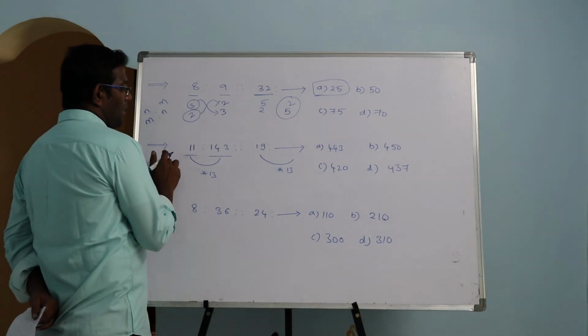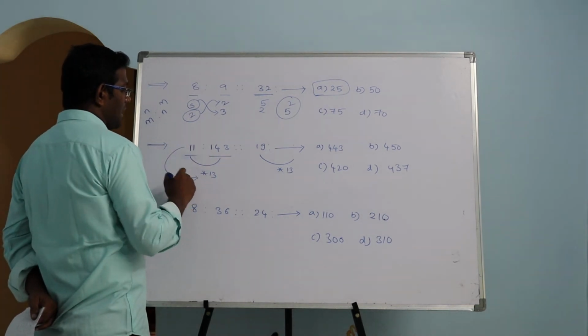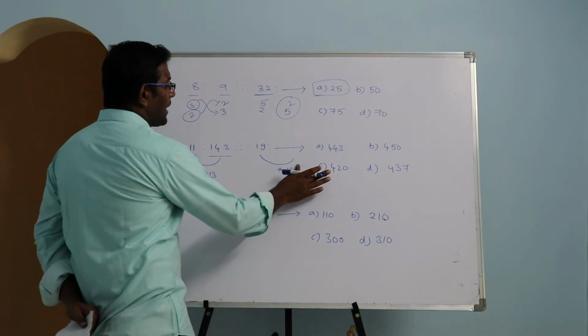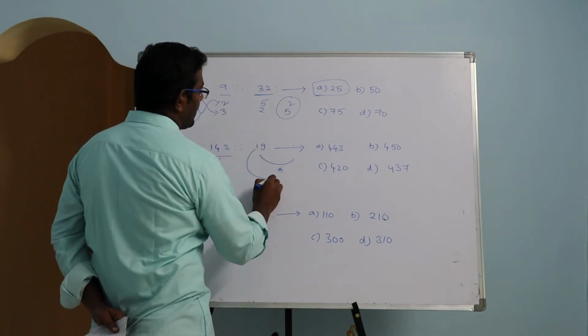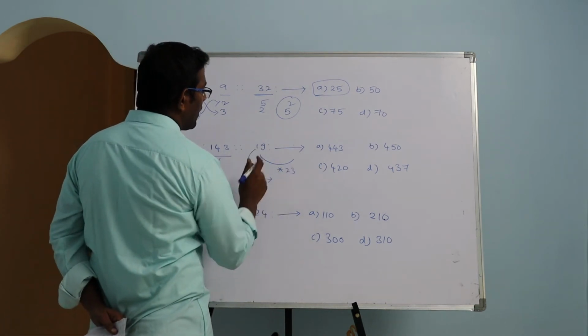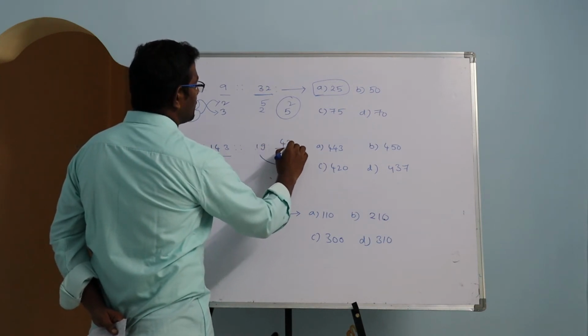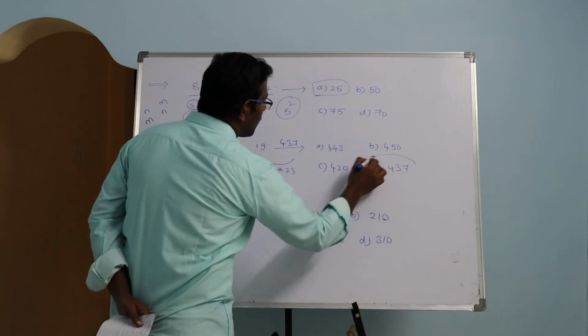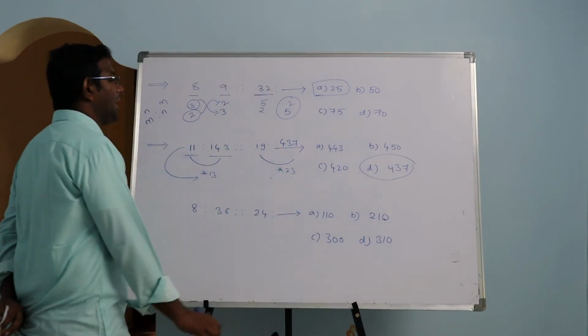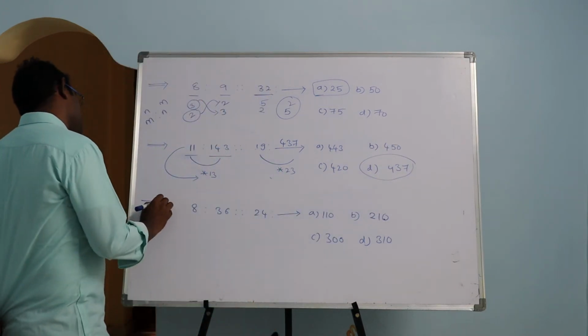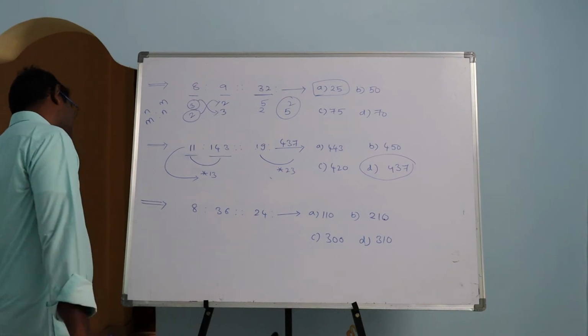11 is a prime number. The next prime number after 11 is 13, so 11 into 13. Next, 19 is a prime number. The next prime number after 19 is 23. 19 23s are how much, sir? Your answer goes to 437. 437 belongs to option D. Next bit, sir, the most important bit, sir.